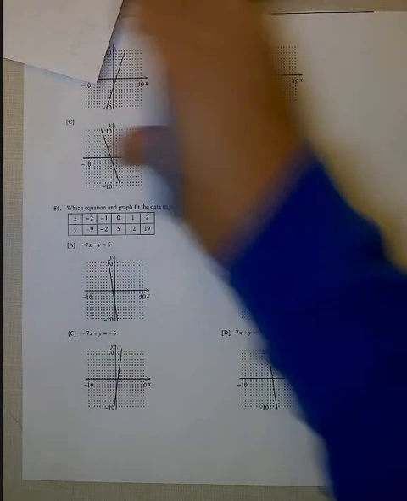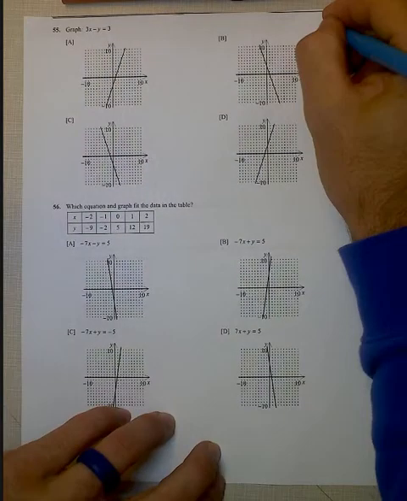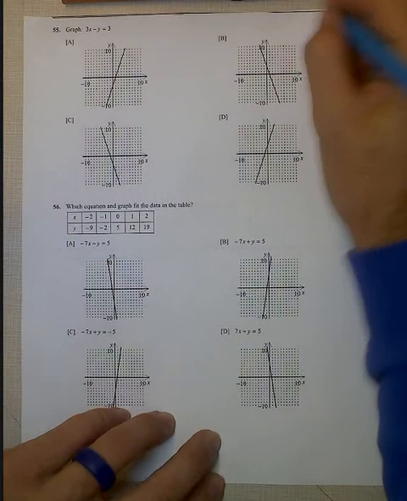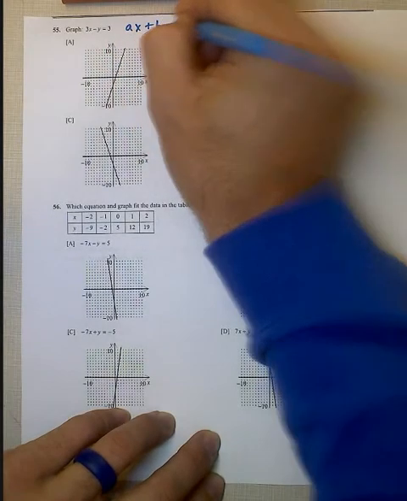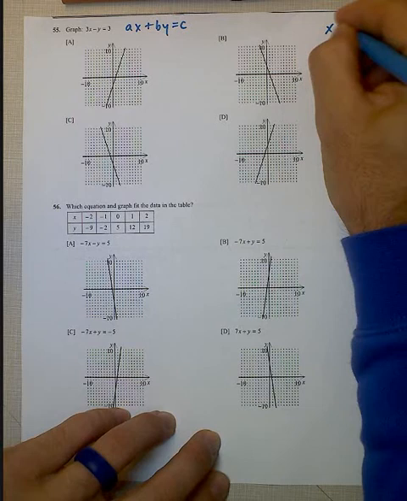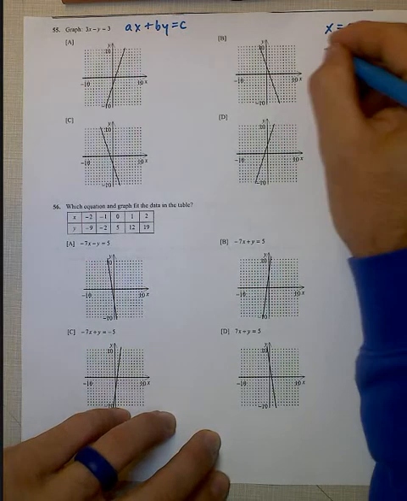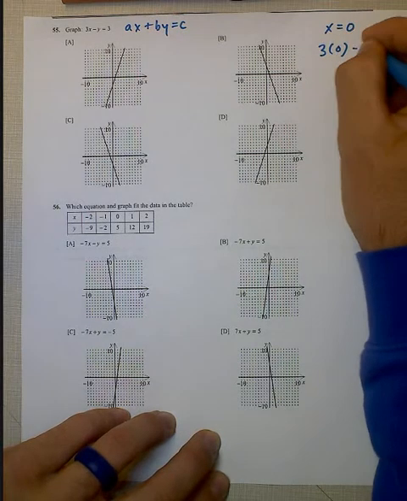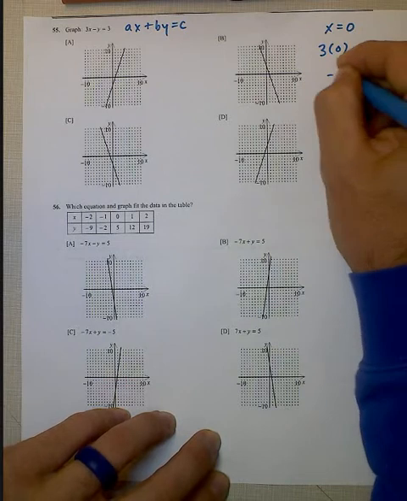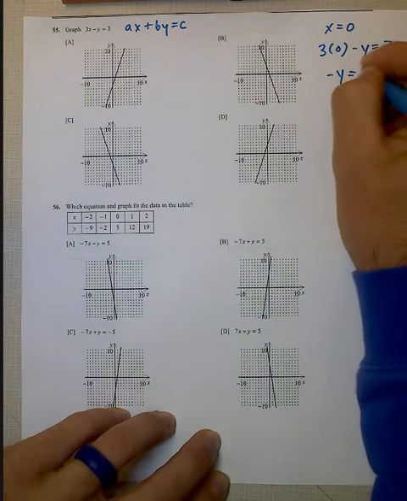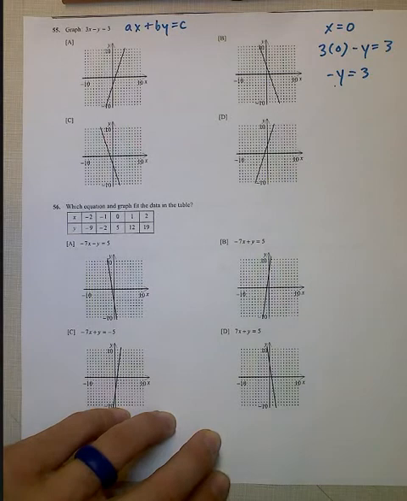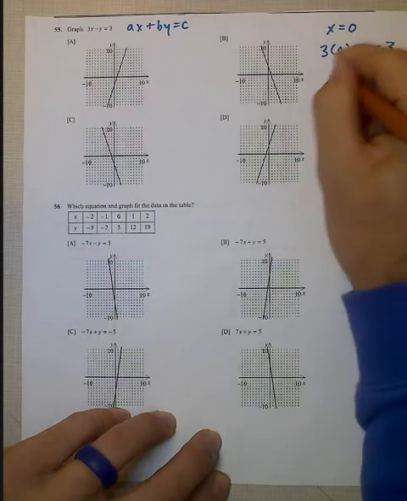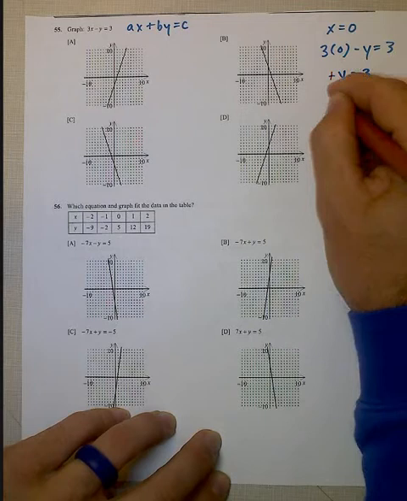Here's a graphing in standard form. Your ax plus by equal to c. Now again, you're just plugging in zeros for an x and for a y, so I have 3 times 0 minus y equals 3. Understand when you have a negative variable equal to a number, you can't leave it as this way, so we're going to change signs here. And we're going to make this a positive and make this a negative. Y is equal to negative 3.